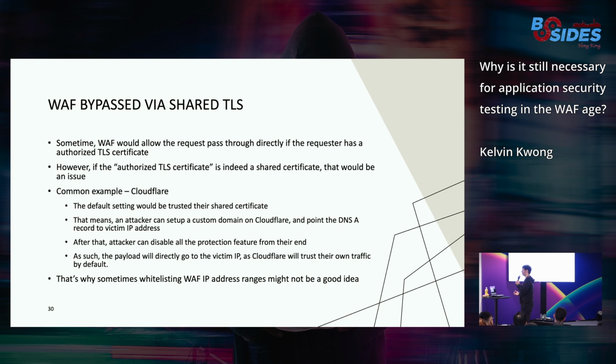So by leveraging this method, when you're trying to send requests to your registered customer domain, it will go directly through the CDN, which is Cloudflare, and Cloudflare would use the internal routing to pass it to the victim server. This kind of attack directly bypasses the Cloudflare detection system. So that's why sometimes it's not a very good idea to blindly trust all the WAF IP addresses.